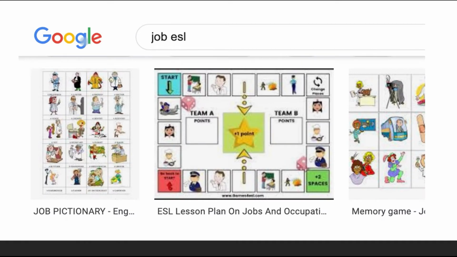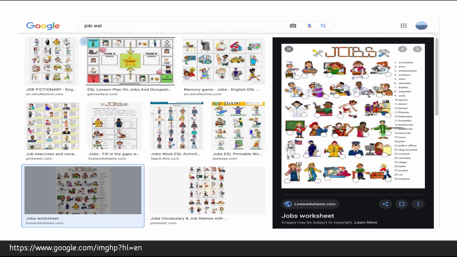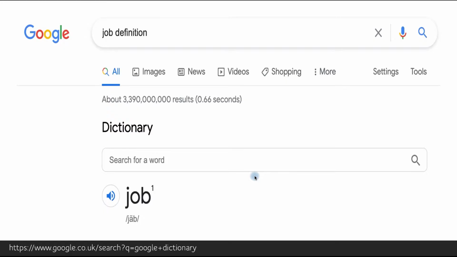Alright, so for example, if you type job ESL, ESL stands for English Second Language Learners, on the internet, it will show you lots of jobs. So you can see here, jobs. But you see here, it's got this occu. What is the occupation? Yes, occu. Sorry, occupation. Yes. So we got job.